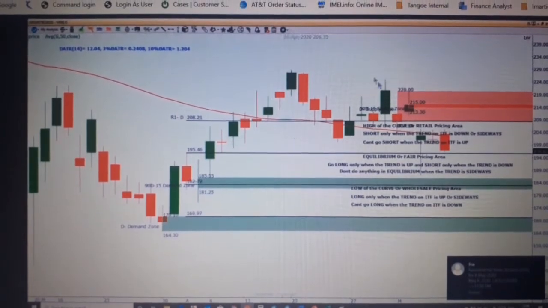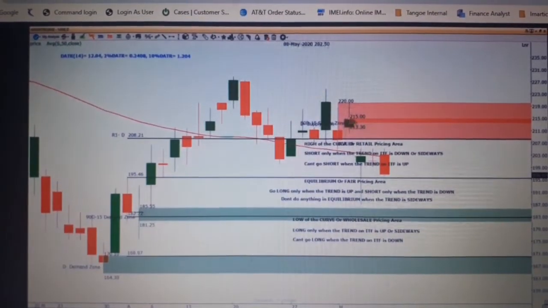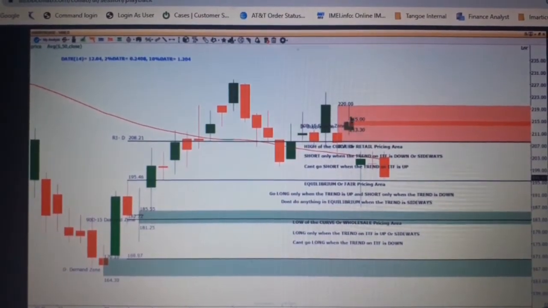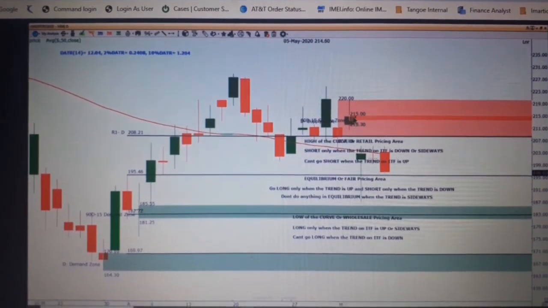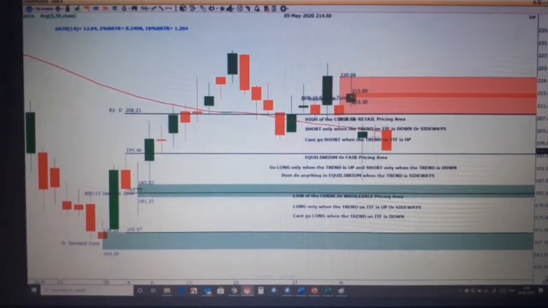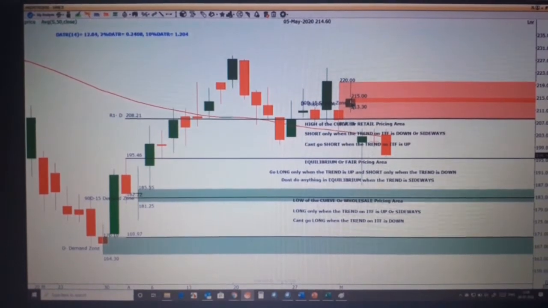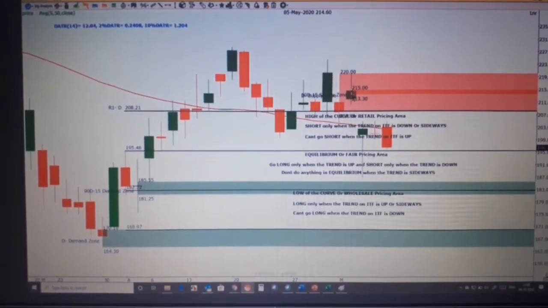So that's what I'm telling you. It's not the price, it's the zone that will decide where you are, what is the location of the zone on the curve. The lower time frame zone will decide where you are located on the curve.